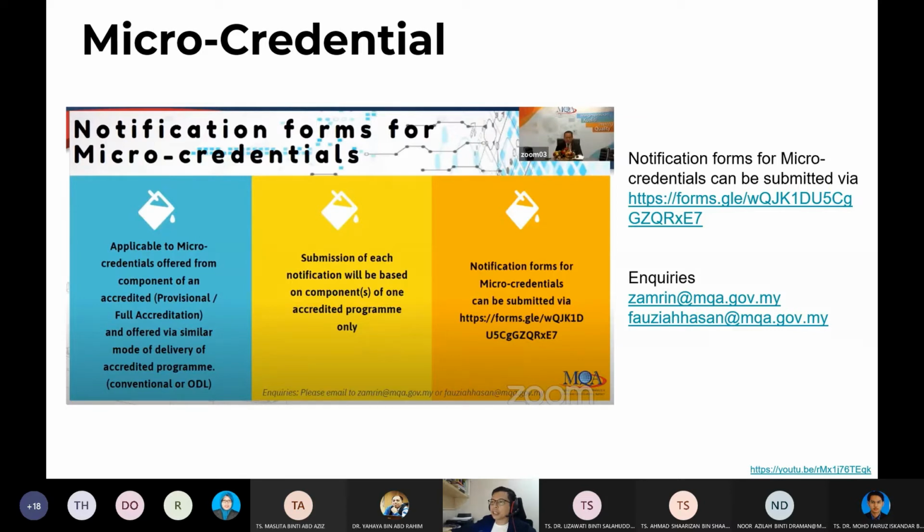The MQA provided some notification forms for micro-credentials. What do you need to do? So applicable to micro-credentials offered from component A. Okay, submission will be based on component only, and then the forms are all here. So if you have any direct inquiries to MQA, I've gotten the information here and I've gotten the forms here. Okay, maybe I will share these slides with Dr. Fairuz so that Dr. can share with everyone lah.